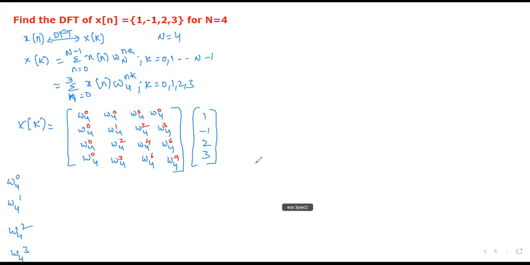Omega 4 power 3, omega 4 power 4, omega 4 power 6, omega 4 power 9, right? For the remaining, we can use the periodicity property. This omega 4 power 4 can be written as 4 plus 0, that is equal to omega 4 power 0. Omega 4 power 6 can be written as omega 4 power 4 plus 2, which is equal to omega 4 power 2. Omega 4 power 9 can be written as 8 plus 1, that is 4 into 2 plus 1, which is equal to omega 4 power 1.